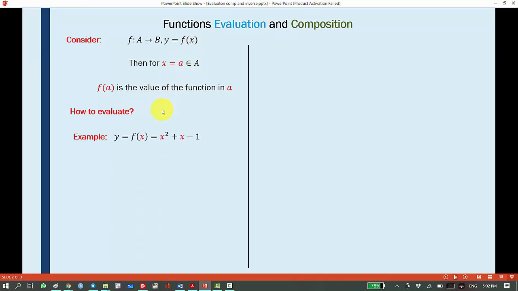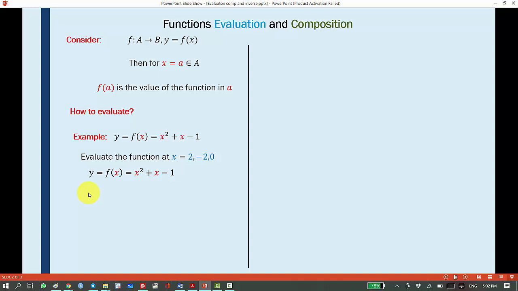For example, if we have our function f of x equals x squared plus x minus 1 and want to evaluate this function at 2, minus 2 and 0, what we do is we substitute these values instead of x in the equation of the function.